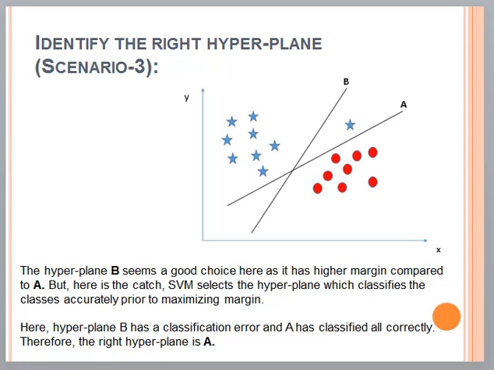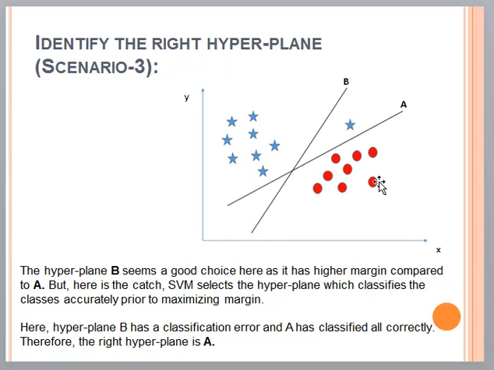So let's discuss scenario 3 here. You can see that in scenario 3 we have two different classes, but one data point of this class is lying here, which is very close to this class. And we have two hyperplanes, one is A, one is B, and we need to select which hyperplane is the best hyperplane for this kind of problem.